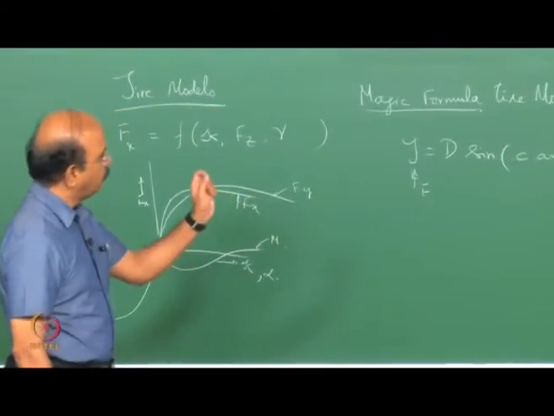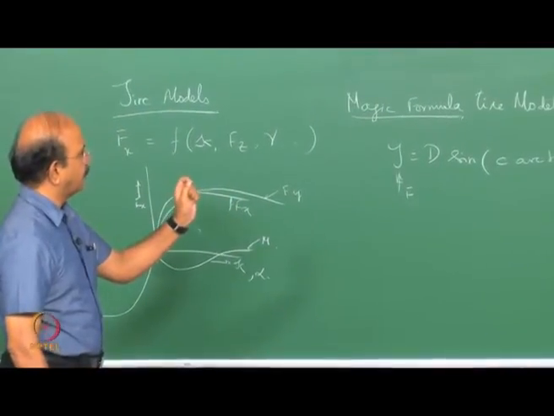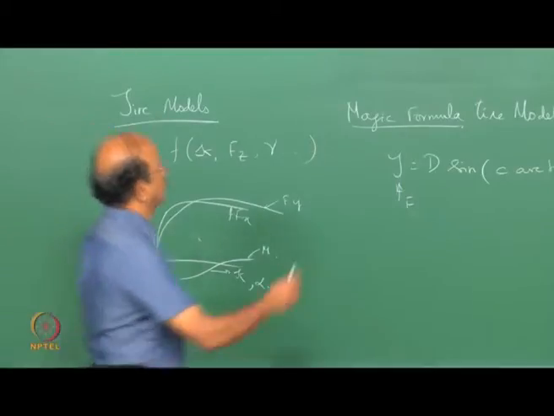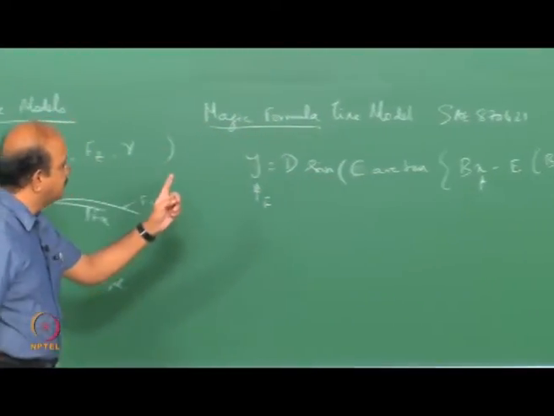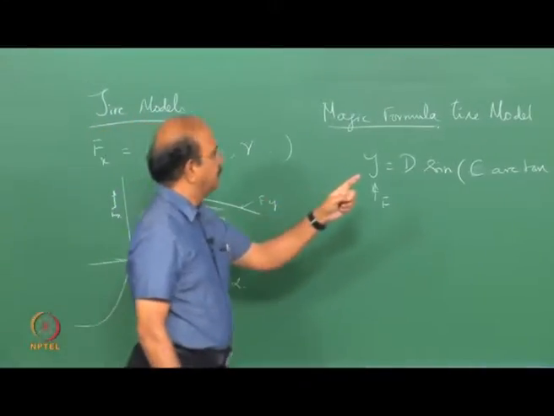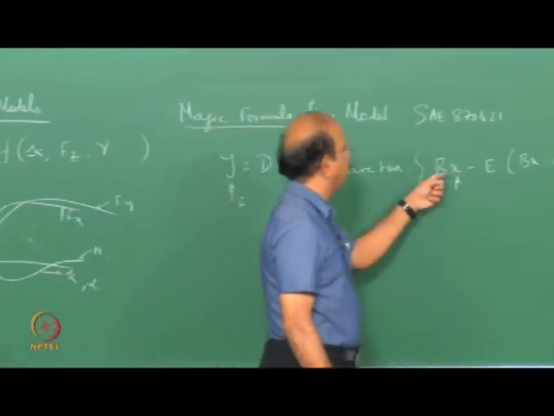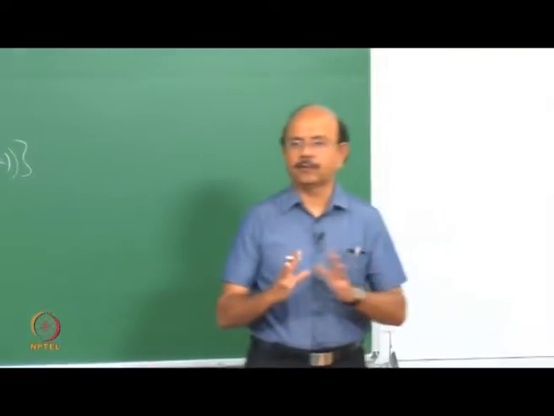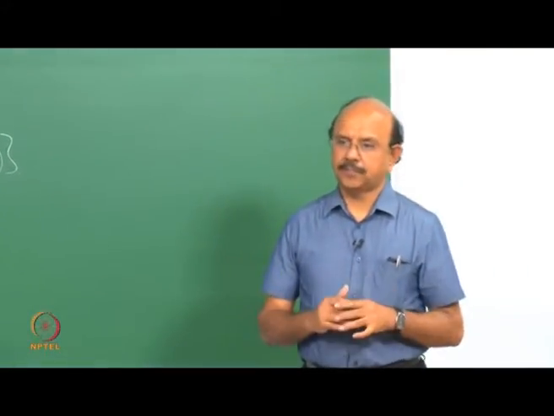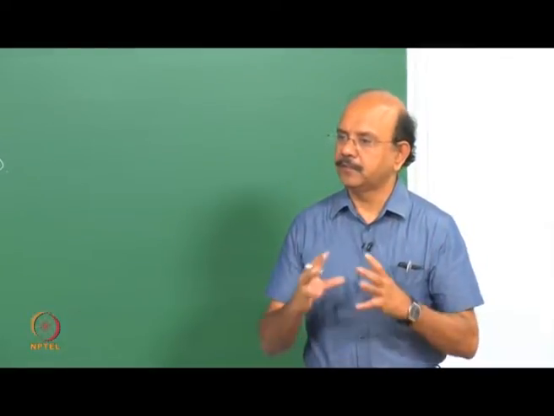Fundamentally, we have 4 factors: B, C, D, and E. These are the 4 things that are there. I would say constants, constant since they depend upon Fz. These are the 4 things.